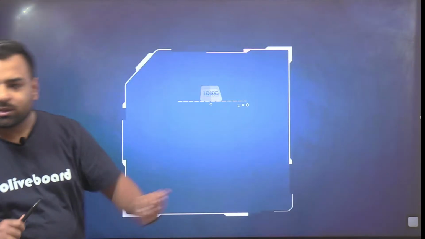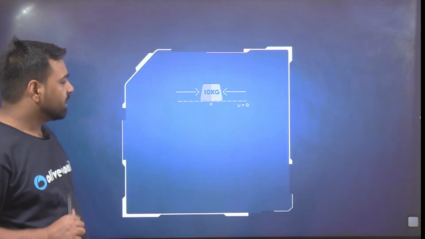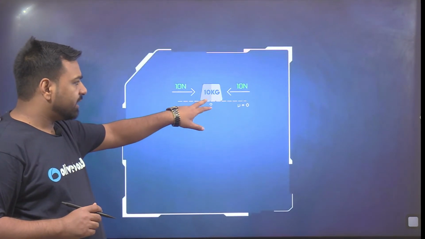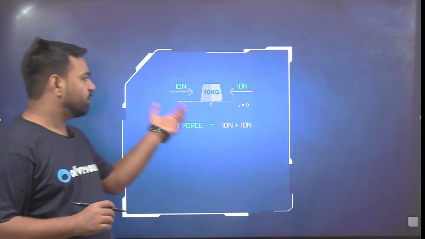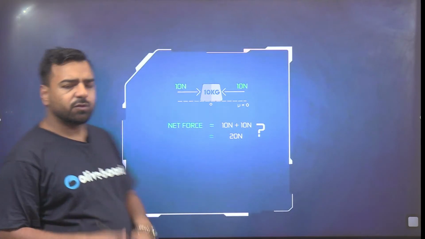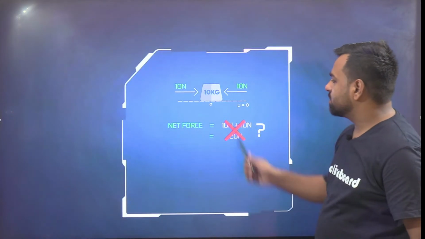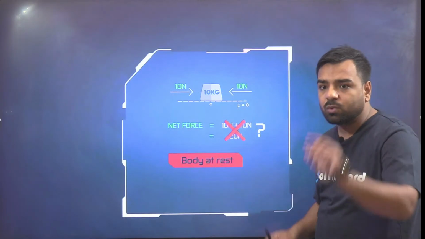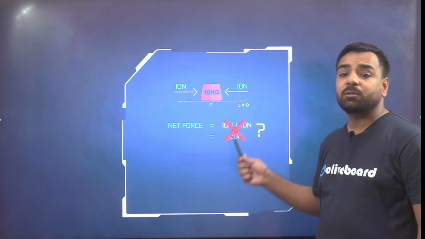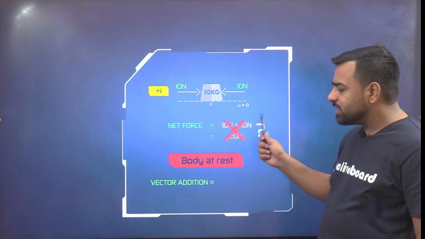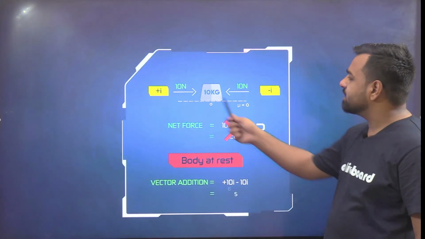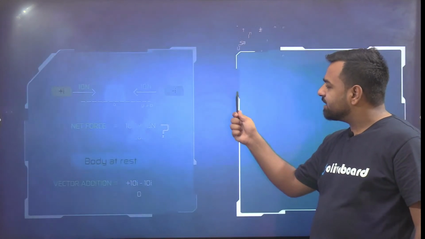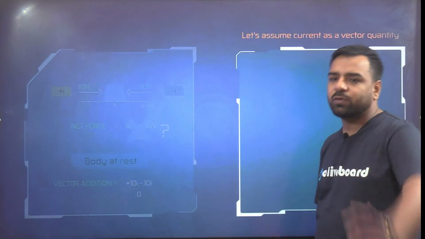Why? This example will give you the clarity. Let's say we have a 10 kilogram weight here. I am applying 10 Newton of force here, and 10 Newton of force here. So what will be the net force? 20 Newton? No, it will be 0 because the body is at rest. If I talk about the vector addition, it's plus 10i, it's minus 10i, that is going to give you 0 value.